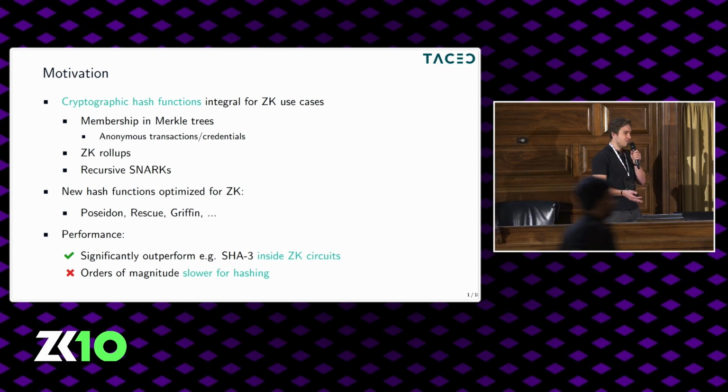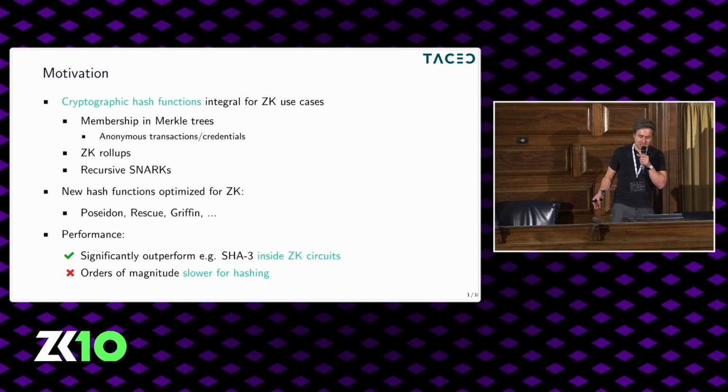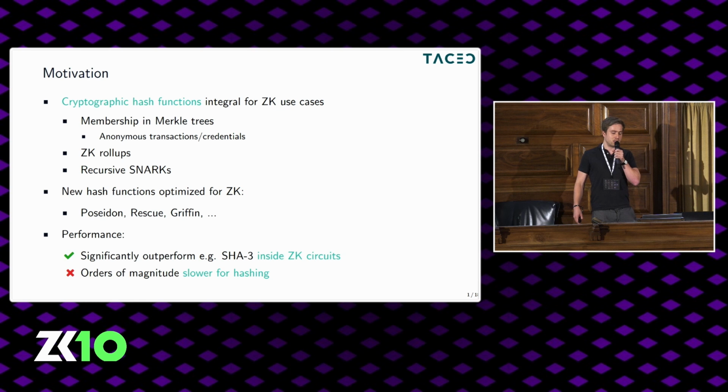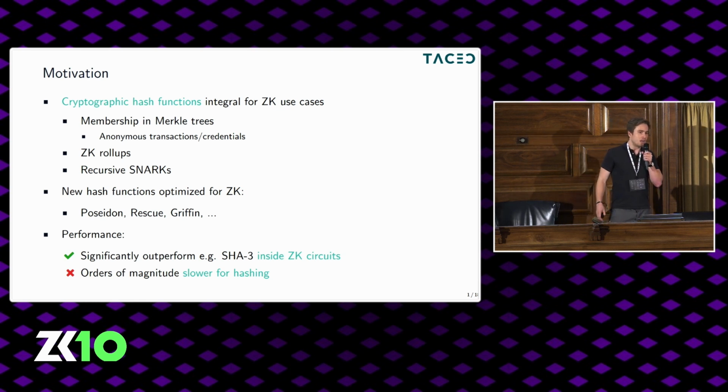I hope by now I don't need to convince you that they are important for zero knowledge use cases, but I still want to mention some examples. Whenever you have Merkle trees in zero knowledge use cases, you also need a symmetric hash function. With a Merkle tree, you can build use cases like anonymous transactions and anonymous credentials. Hash functions are also used in ZK rollups, where you outsource a lot of computation on side chains, and on the main chain you just verify in a zero knowledge proof that everything on the side chain was done correctly.